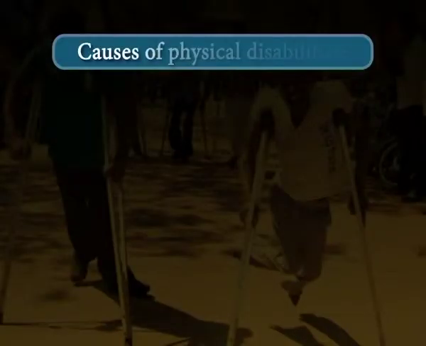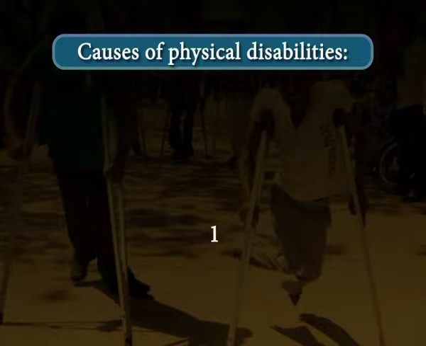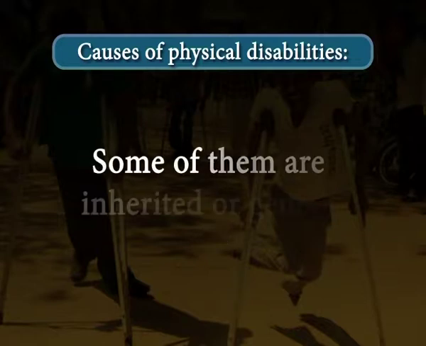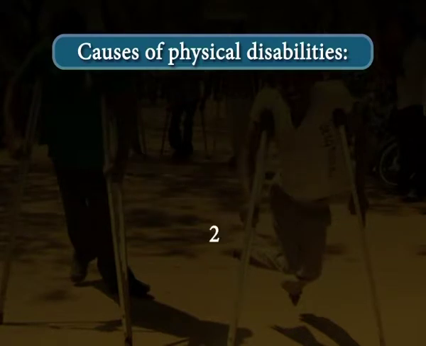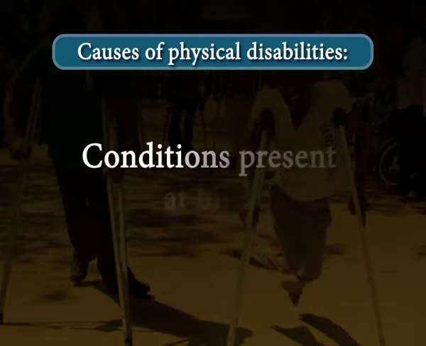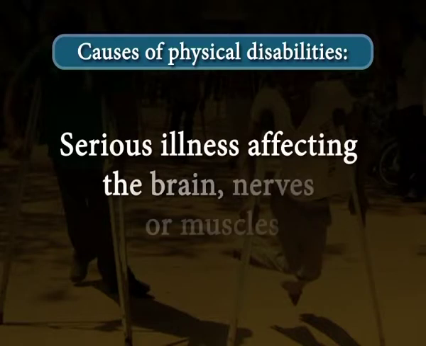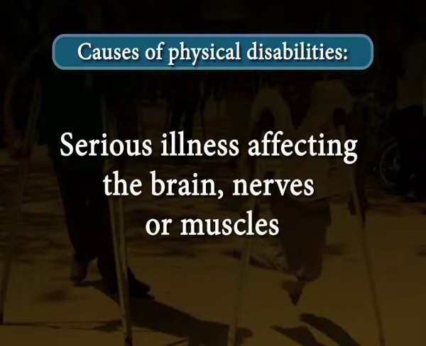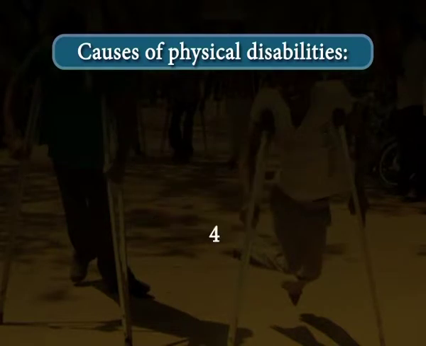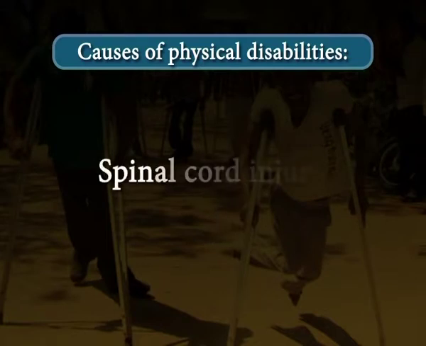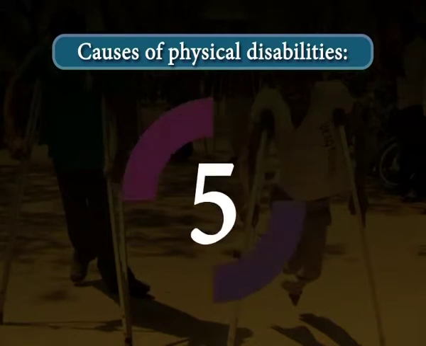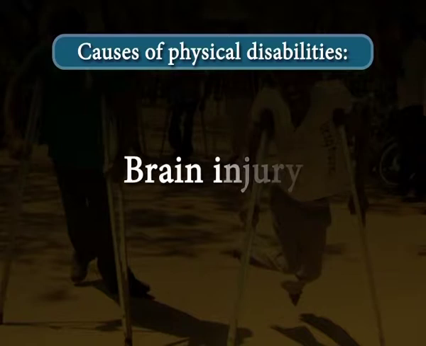Some other causes of physical disabilities are: Number 1, some of them are inherited or genetic. Number 2, conditions present at birth. Number 3, serious illness affecting the brain, nerves, or muscles. Number 4, spinal cord injury. Number 5, brain injury.